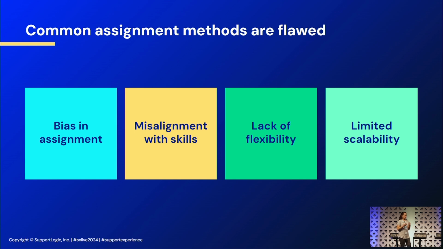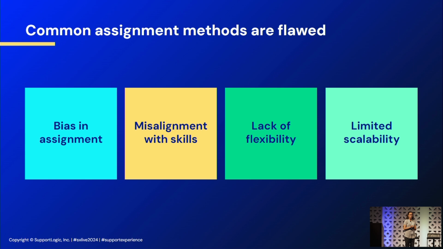Some of them have bias in assignment, for example, the same agents getting bombarded with a lot of cases. Some of them have a misalignment with the skills. So we don't know exactly the skills, and we assign the case, and then the case is stuck, and the agent is suffering, and the customer is not happy, and all the subsequent consequences of the event.